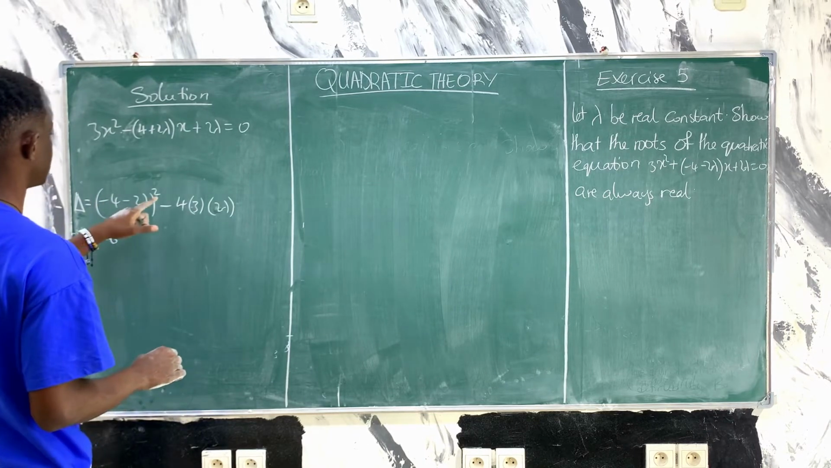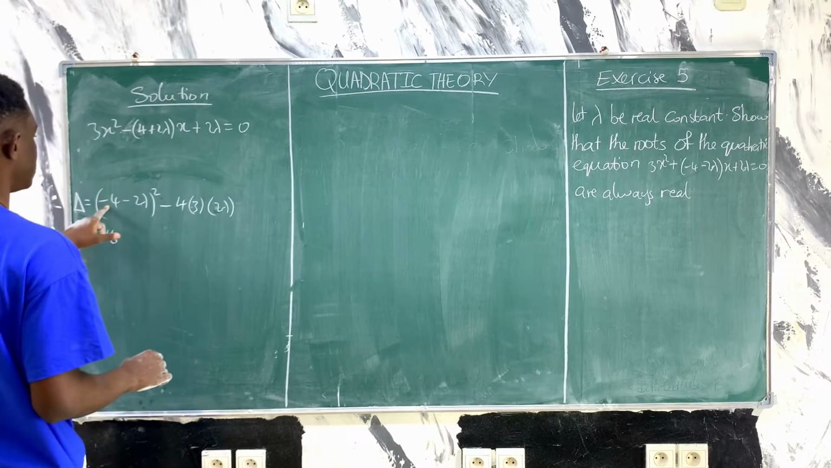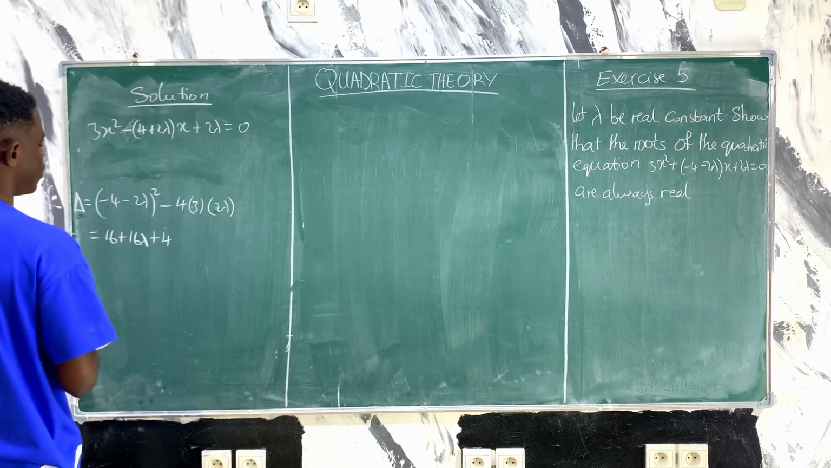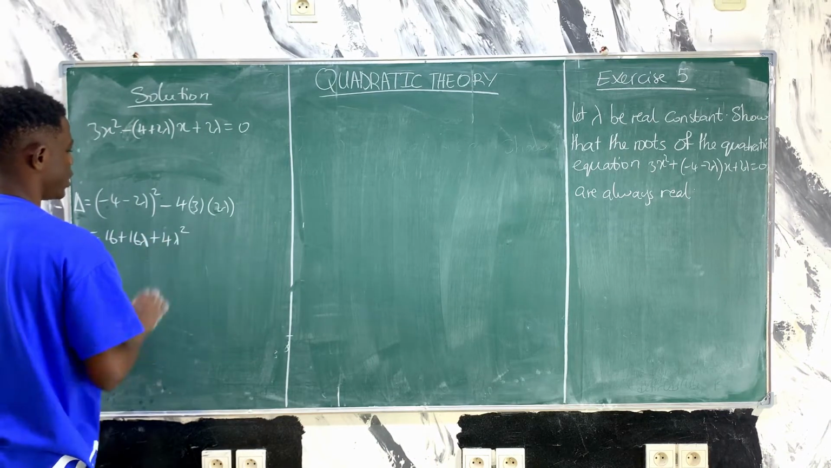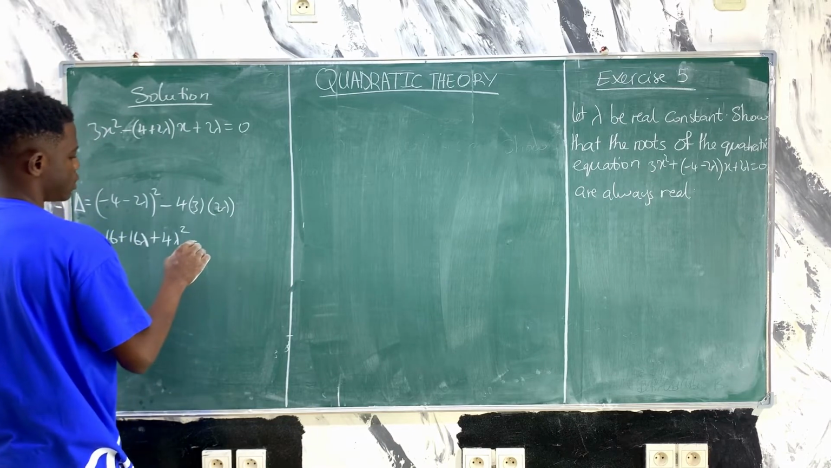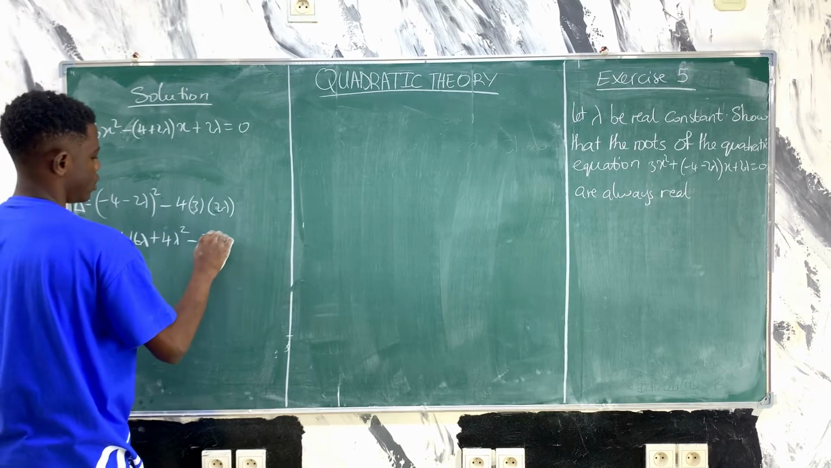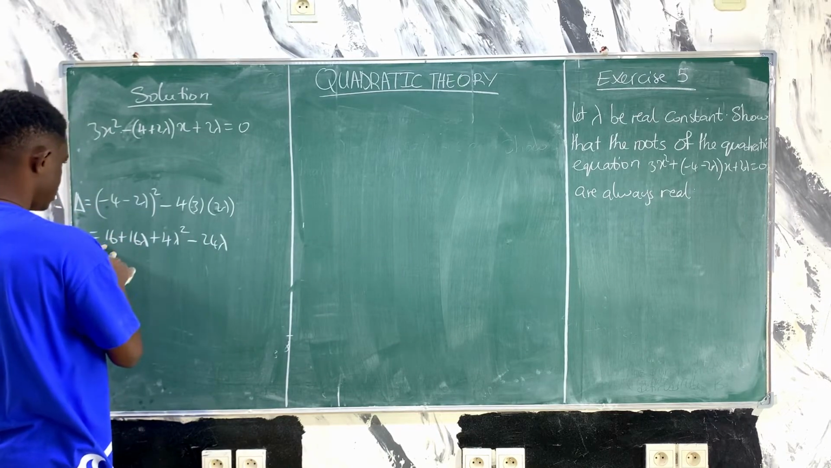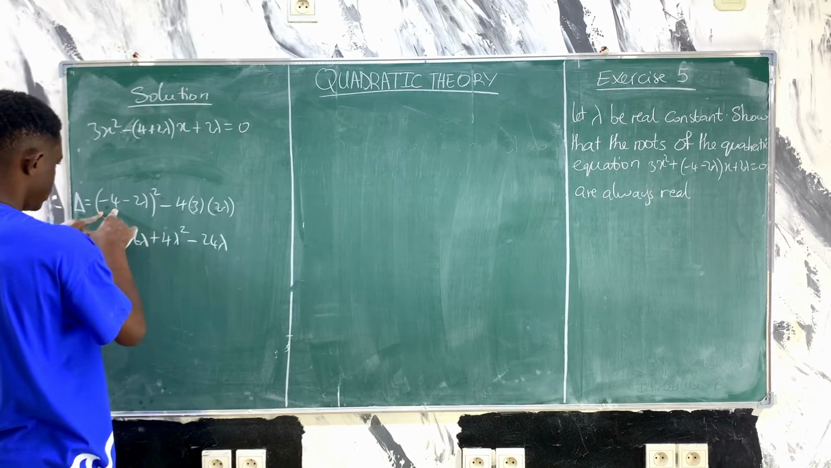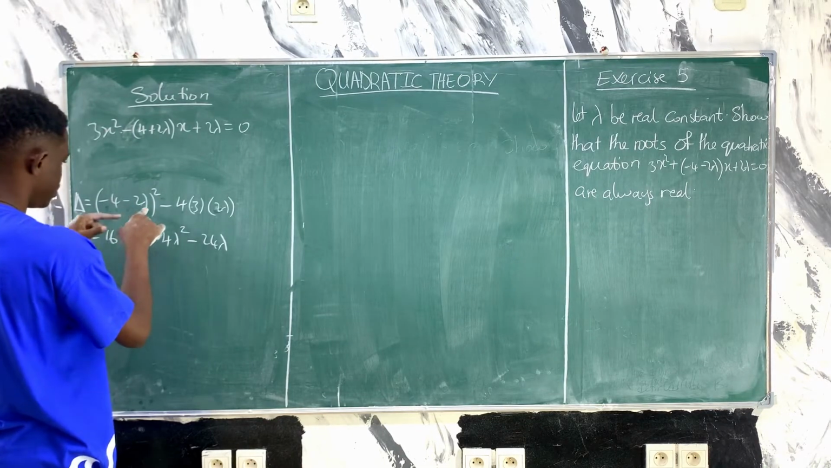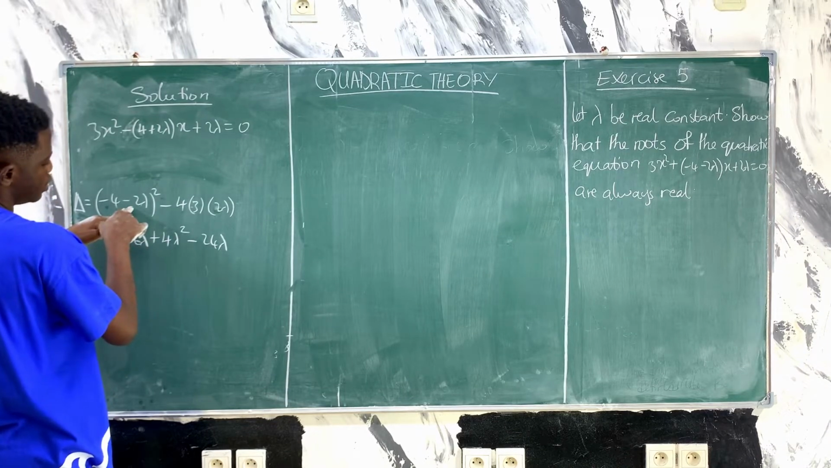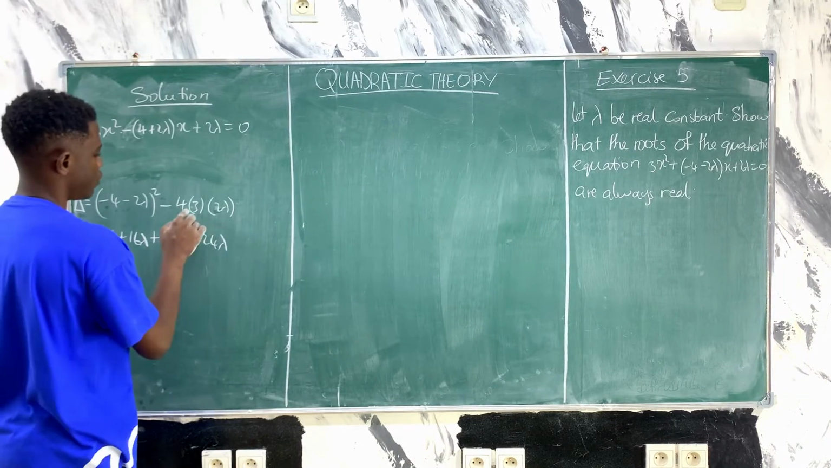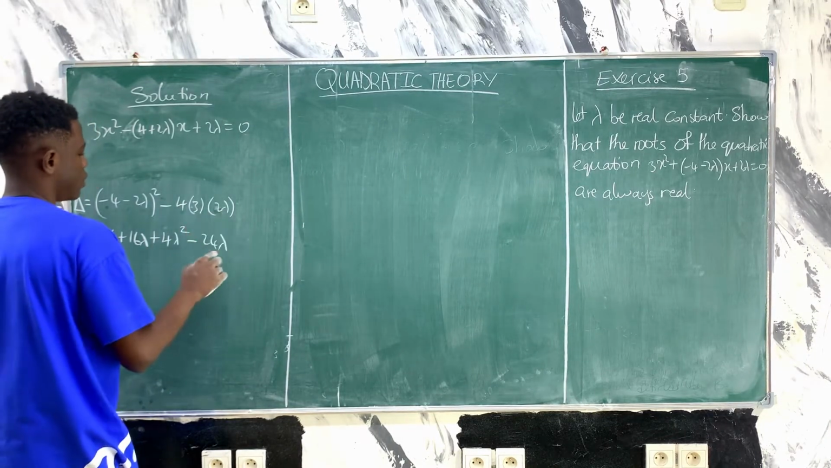16 plus 16 lambda plus 4 lambda squared minus 24 lambda. Let me make sure I've multiplied this correctly. 4 squared is 16. 2 times minus 4 is minus 8. Minus 8 times minus 2 is 16 lambda. This is 4 lambda squared. Yeah, okay. So this is 4 times 3, 12, times 2, 24 lambda.